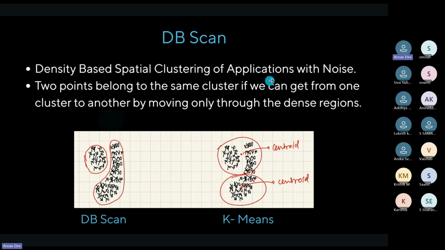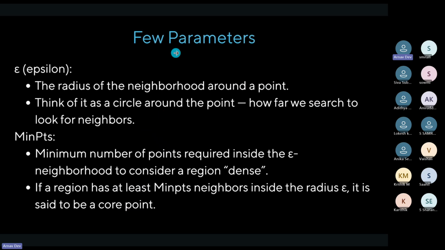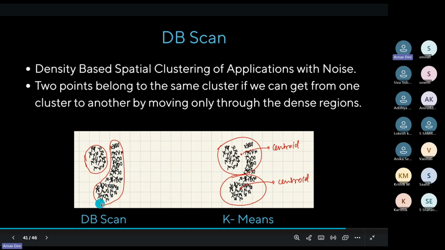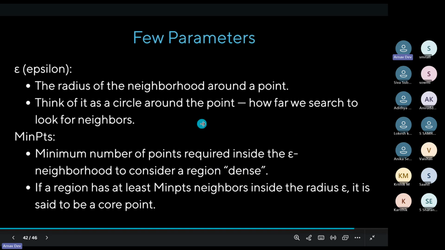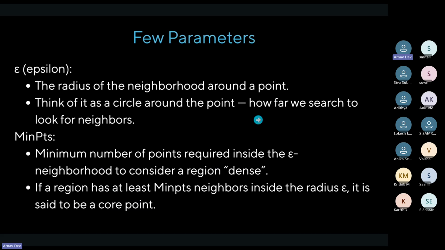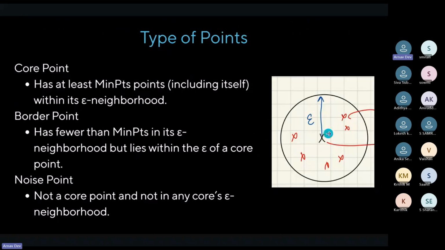Before moving on to how this works, we need to understand a few parameters. The first of them is epsilon, which is the radius of the neighborhood around a point. Suppose you take a point and draw a circle of radius epsilon; this is how far you want to search for neighbors. So this is a certain point, and you take an epsilon and check how many points are there. This defines the neighborhood.